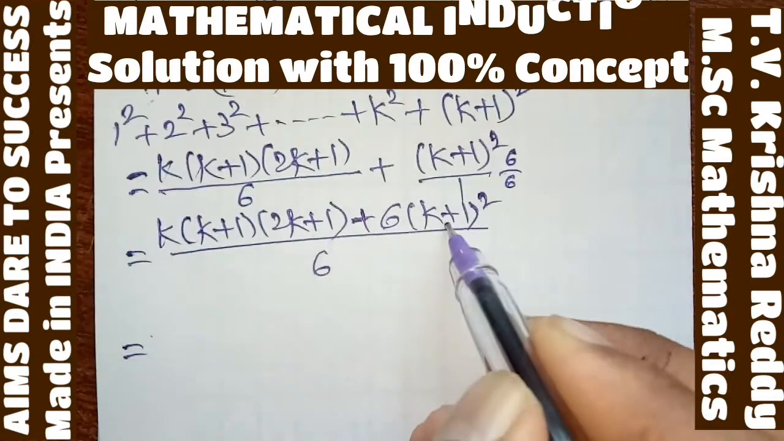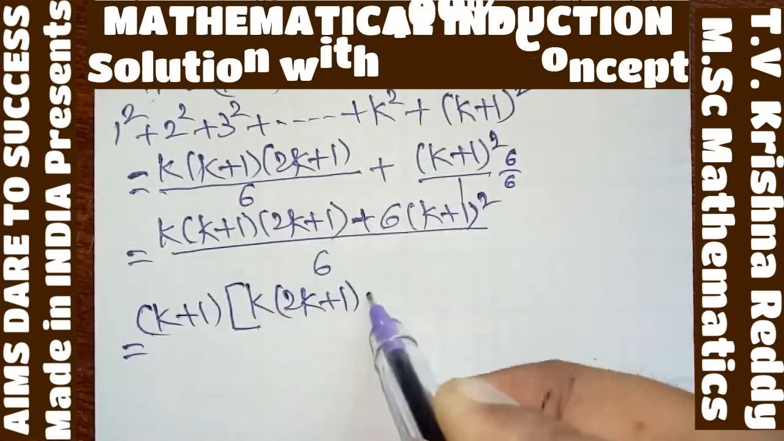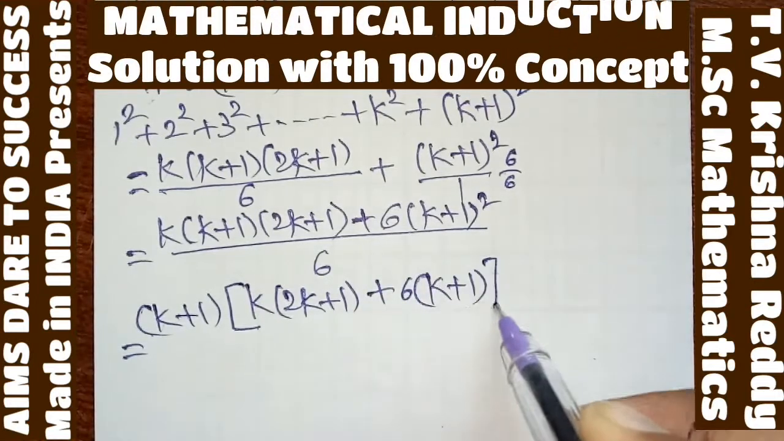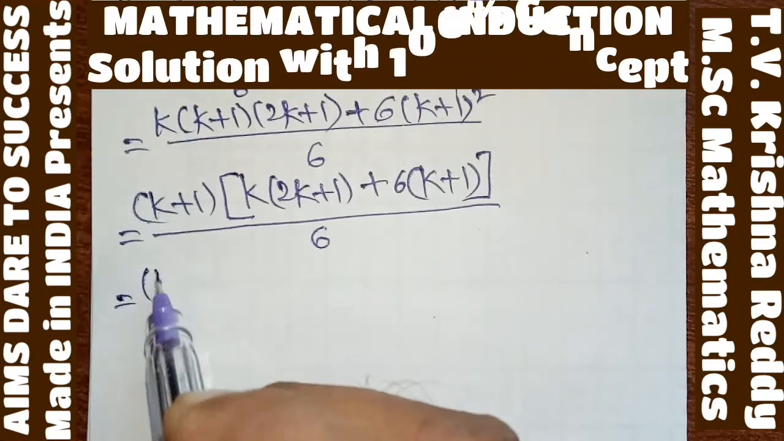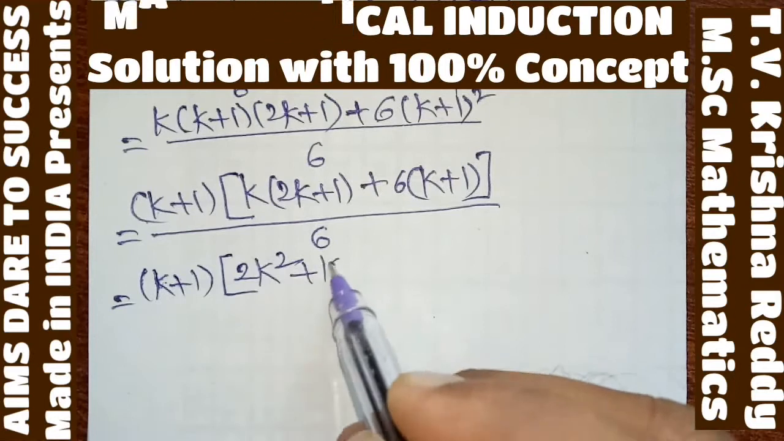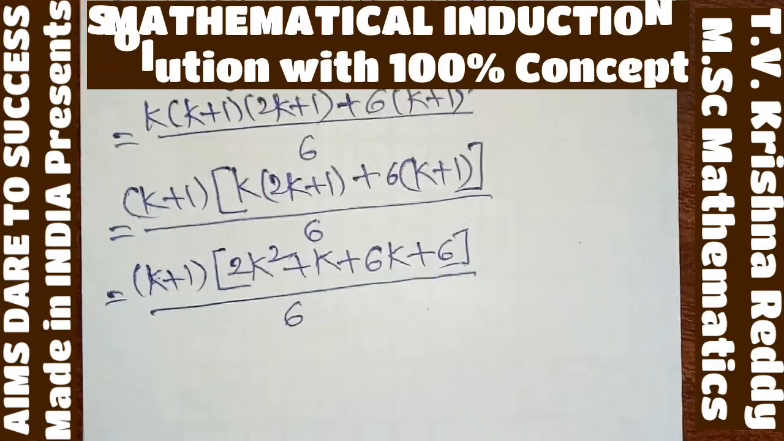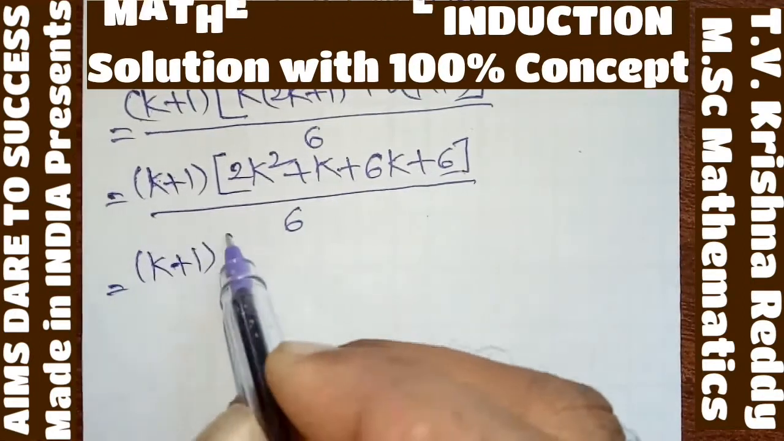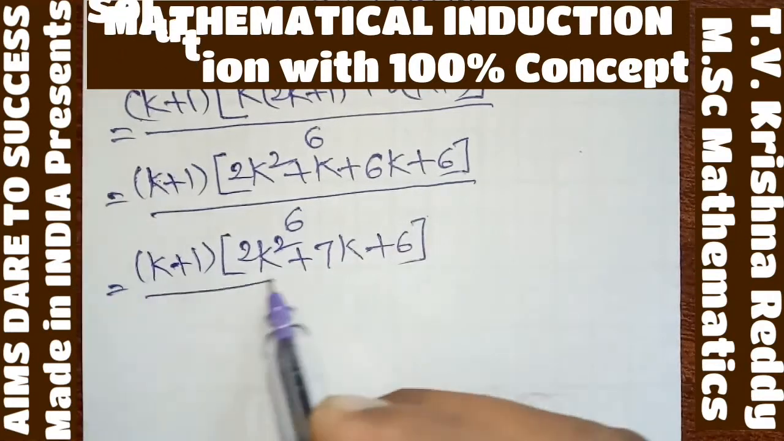Next what is the common value? K plus 1 is common. Remaining value is k into 2k plus 1 plus 6 into one more time of k plus 1, whole divided by 6. Next normal simplification, my dear students. K plus 1 into k multiply inside: k into 2k is 2k square, plus k into 1 is k, plus 6 into k is 6k, plus 6 ones are 6, divided by 6. Next k plus 1 into 2k square plus k plus 6k is plus 7k plus 6 divided by 6.